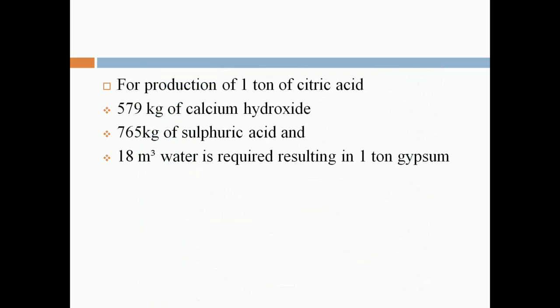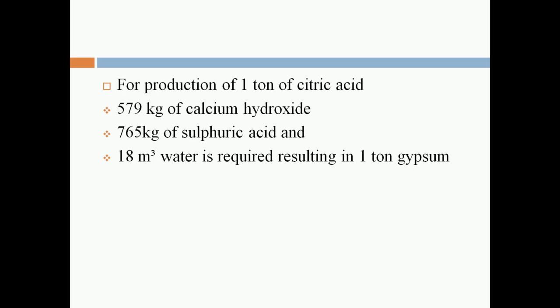Okay, so for production of 1 ton of citric acid, you require 579 kgs of calcium hydroxide, 765 kgs of sulfuric acid, and 18 meter cube of water. So this is like a thumb rule. So much of the other raw materials are required, and it will result in 1 ton of gypsum. You can see if you want to produce 1 ton of citric acid, approximately the same amount of gypsum is produced.